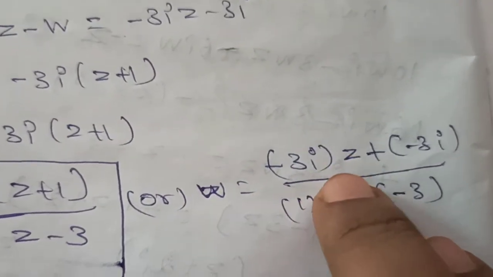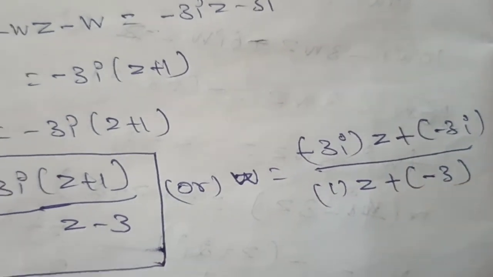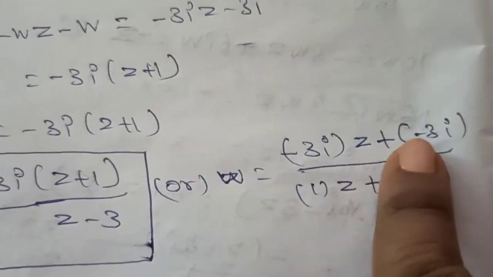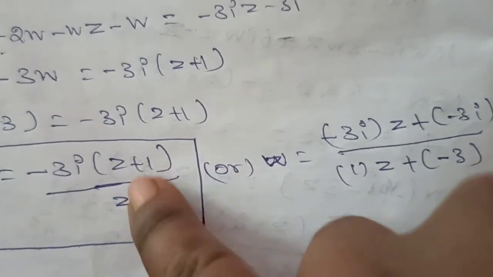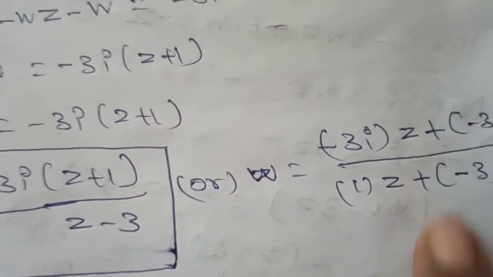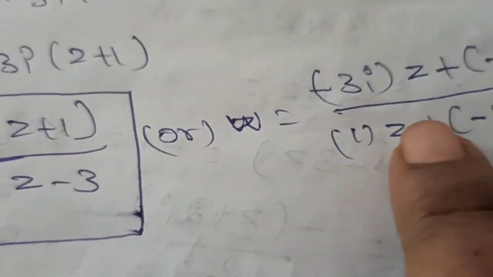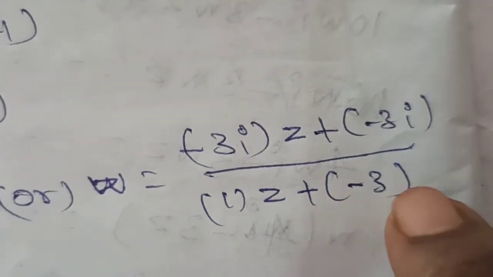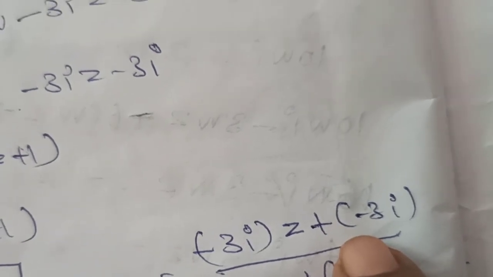w is equal to (az plus b) divided by (cz plus d). Here a is minus 3i, into z, plus b, which is minus 3i multiplied by the inside value, divided by cz. Here c, the coefficient of z, is 1, into z, plus d, which is minus 3. So this is the bilinear transformation answer to this problem.